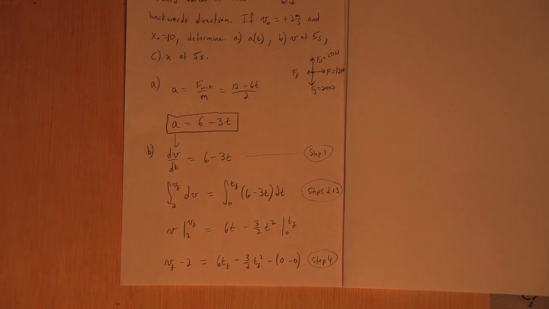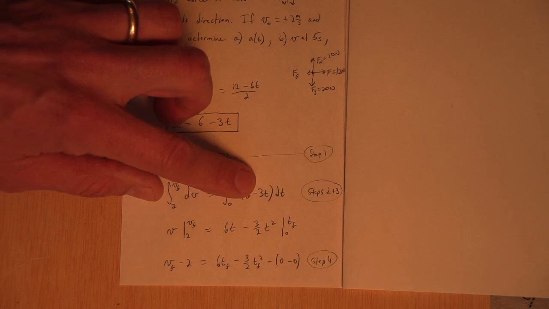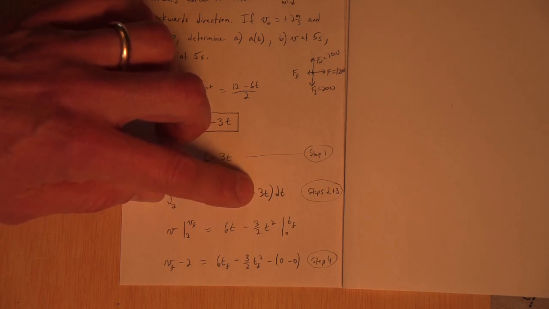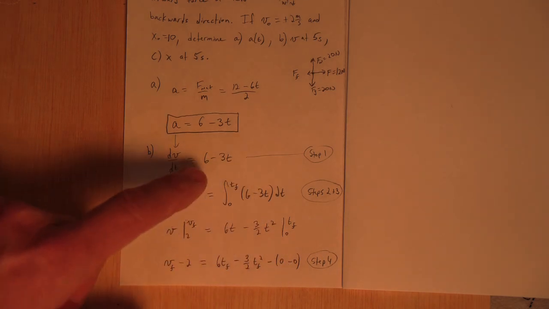It just integrates to the original variable. And then this is a power. We have 3t to the 1 power. We add 1 to the exponent and make it the second power. And then we divide by that new exponent, so we get 3 halves there, and the minus sign. And then we've got our limits, 0 to t final.